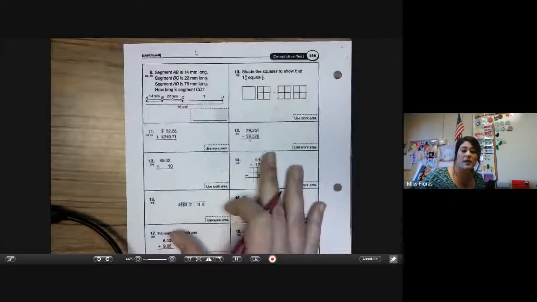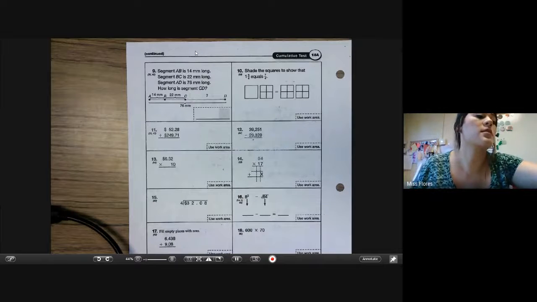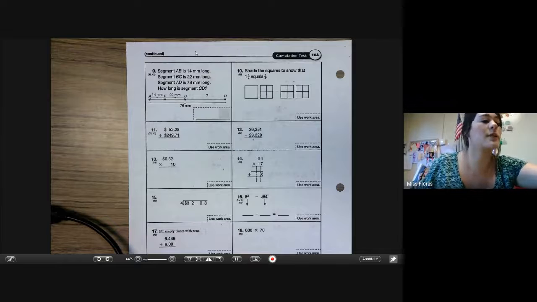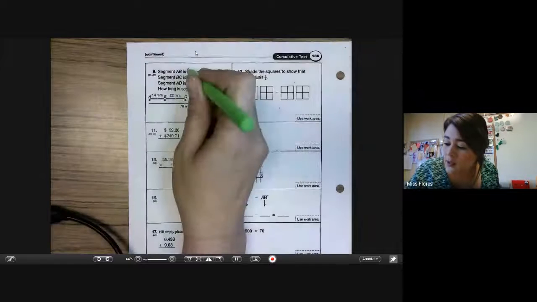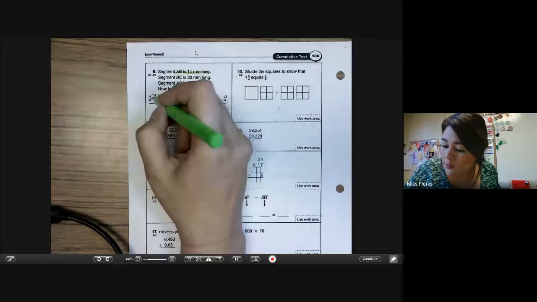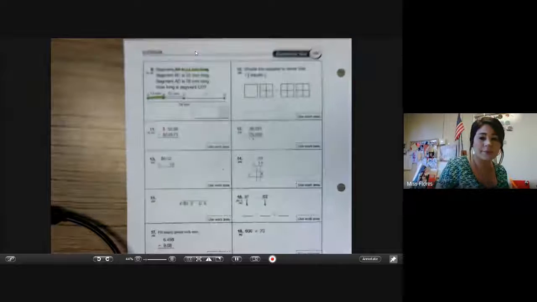All right, number 9, segment AB. Now, these are always a little tricky for some of us. So I'm going to go ahead and use some highlighters because I have a highlighter with me. You can use a highlighter too if you want. All right, so it says segment AB is 14 millimeters long, okay? So AB is right here. Okay, that's that part of the line.